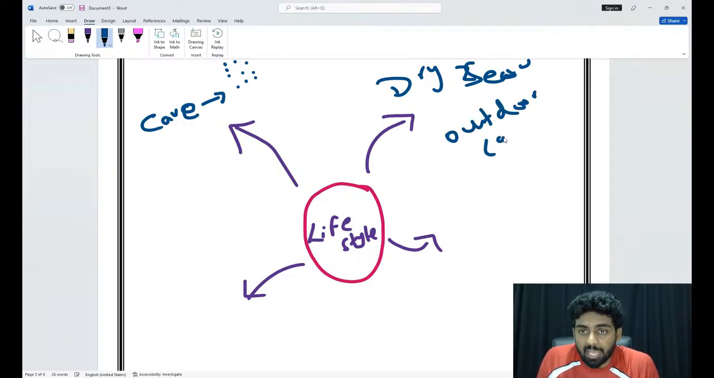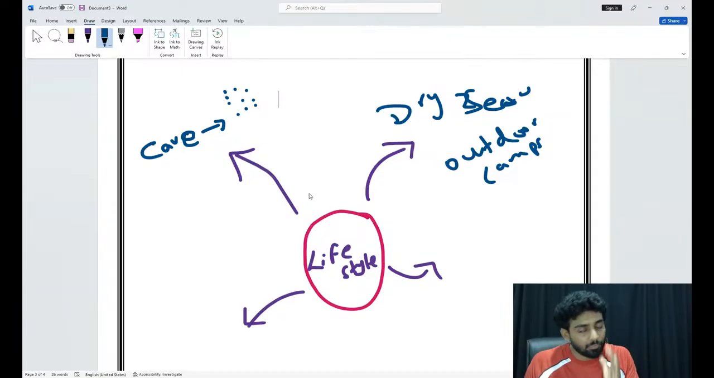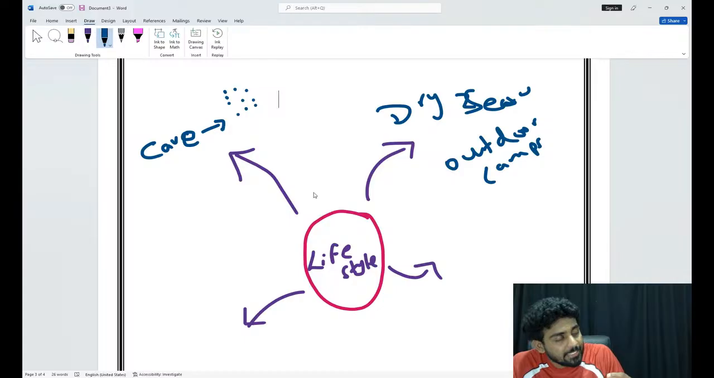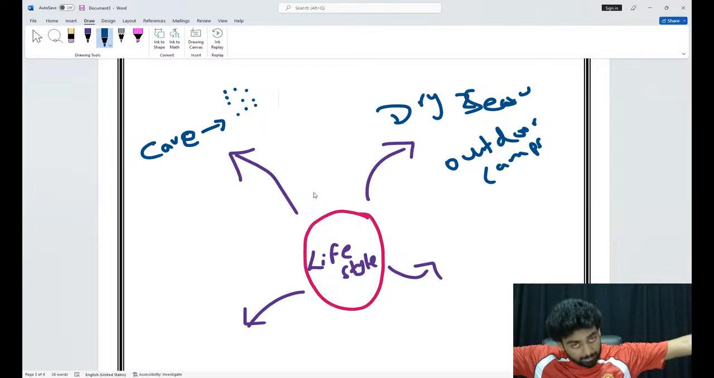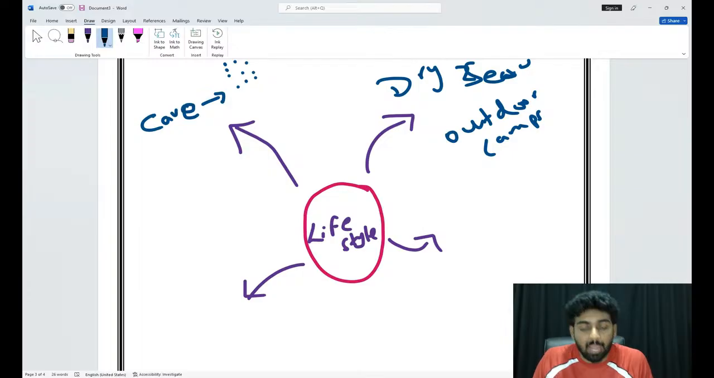And then during the dry season they lived in outdoor camps. They lived in outdoor camps during the dry season. So the first key feature of lifestyle to remember: during the rainy season they lived in caves, and during the dry season in outdoor camps, in open places. We need to remember those outdoor camps as well as caves. Look at the textbook, you can see this.